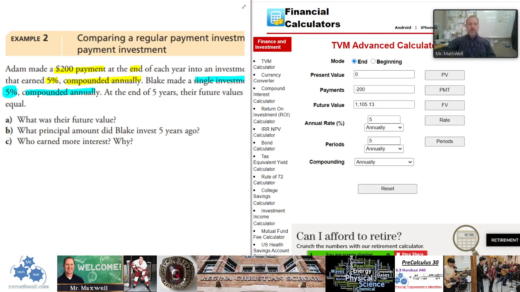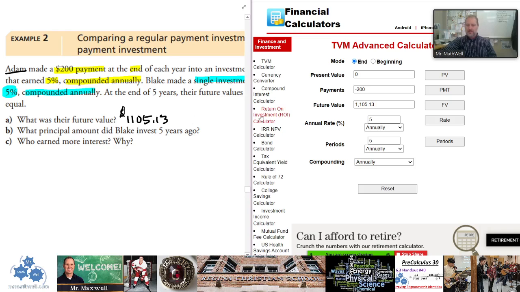So we have enough information to find out what Adam is going to come away with at the end of the 5 years. So that's 1,105.13. Now the question says that their future values are equal. See that? So that means that Blake ended up with that much as well. So what we're going to do is find out what Blake put in. So we need to solve what his present value was.